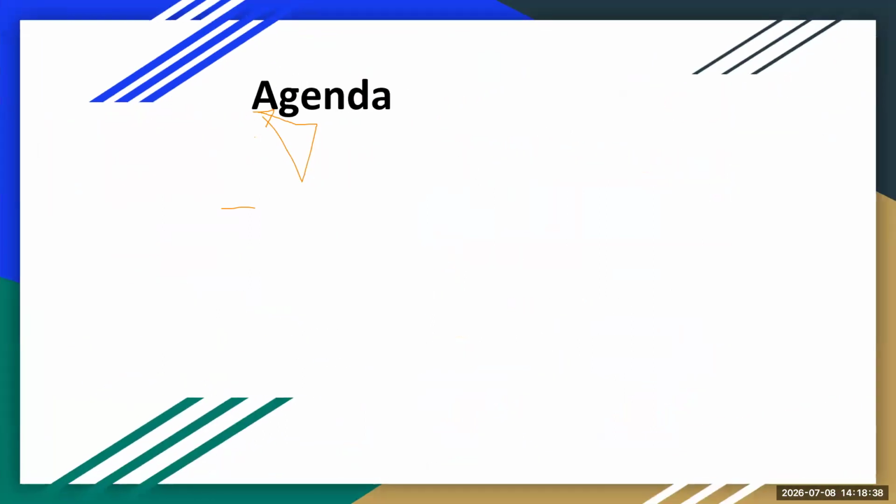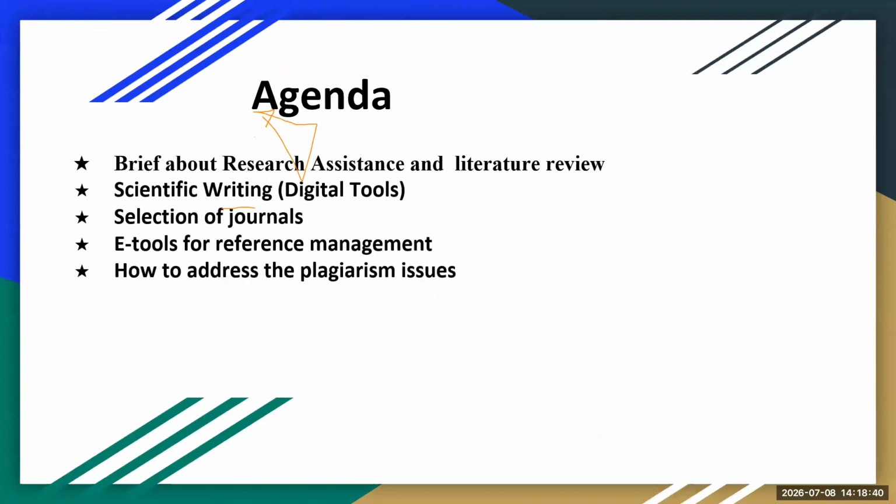The agenda of today's class is that we will be discussing brief research assistance, literature review and scientific writing. Selection of journals and submitting we will be discussing in the next class. Once you are ready with your article, you have to submit it to some journals, and we will discuss that in tomorrow's class. We will also discuss how to address the plagiarism issue. And the day after tomorrow, we will be having the presentation.